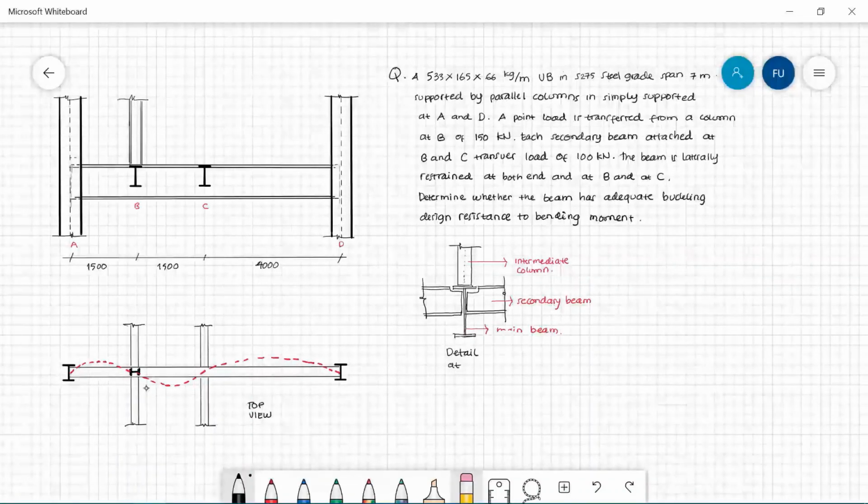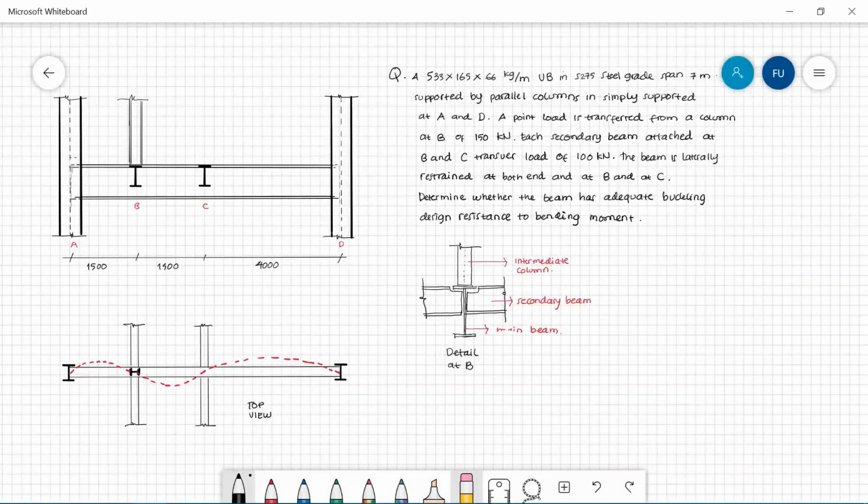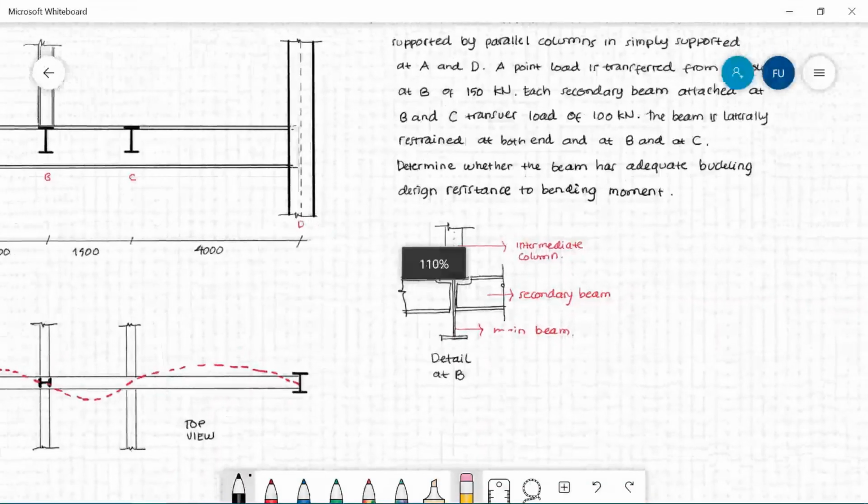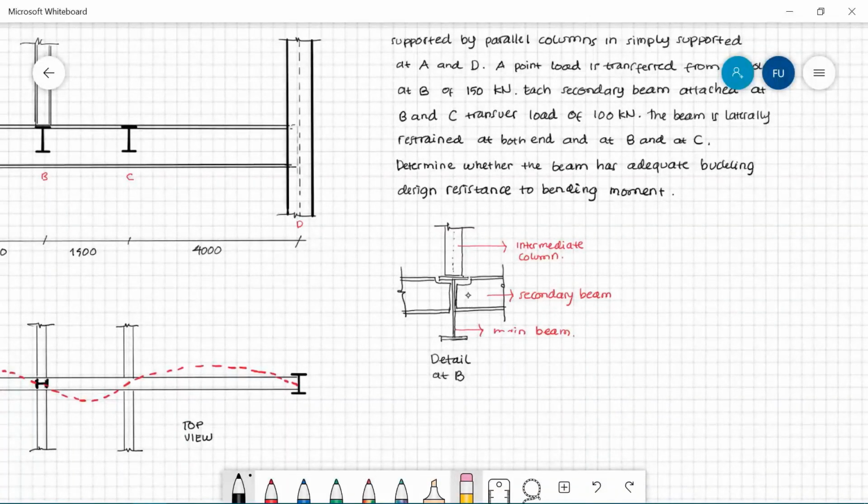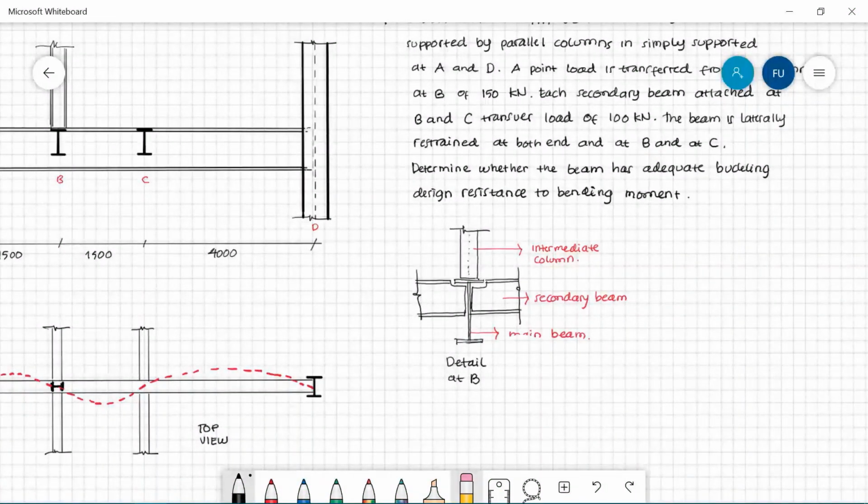From the top view, the possible lateral torsional buckling shape of the beam is shown here. The detail at B is also represented here. These two secondary beams are attached on the web of the main beam, and then the intermediate column is also attached on the top flange. So this arrangement is a stabilized arrangement, so there is no additional modification factor introduced later on in determining the elastic critical buckling strength of the beam.